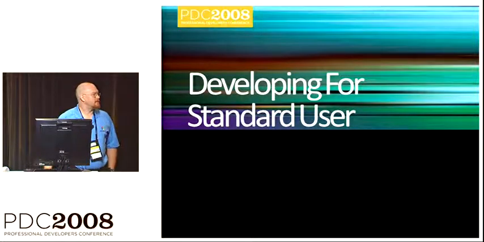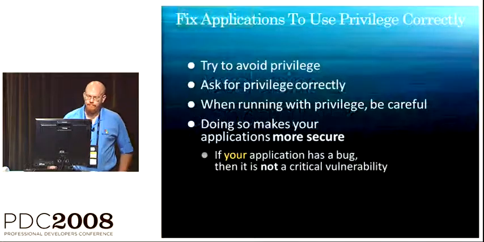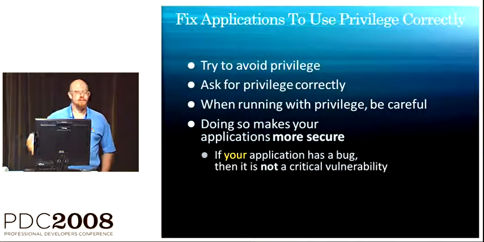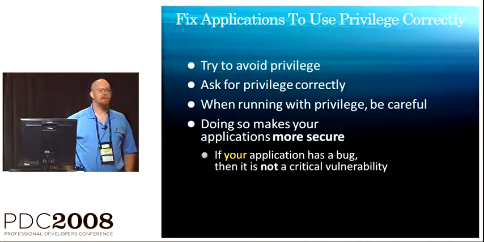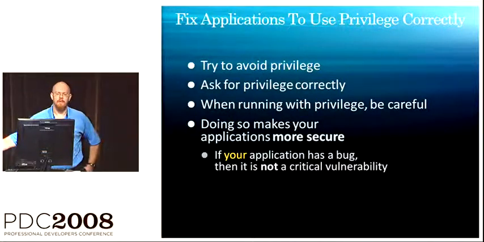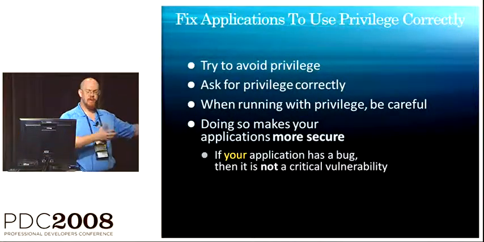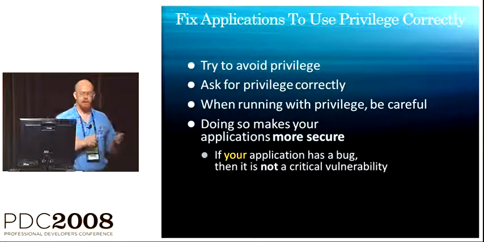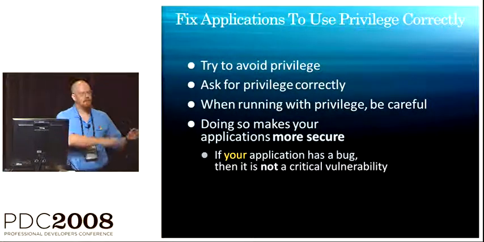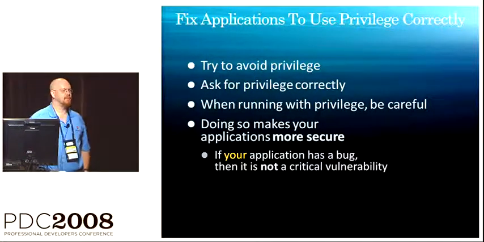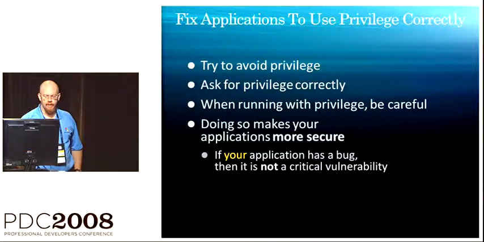So how to do this developer standard user stuff. Fix applications to use privilege correctly. This is a summary slide. I'm going to dig into detail on each of these points. Try to avoid privilege. How to ask for privilege correctly. When you have privilege, be careful with it. Doing all this makes your applications more secure and more valuable, because when your app has a vulnerability, you're not the critical vulnerability on the front cover of InformationWeek or something like that.